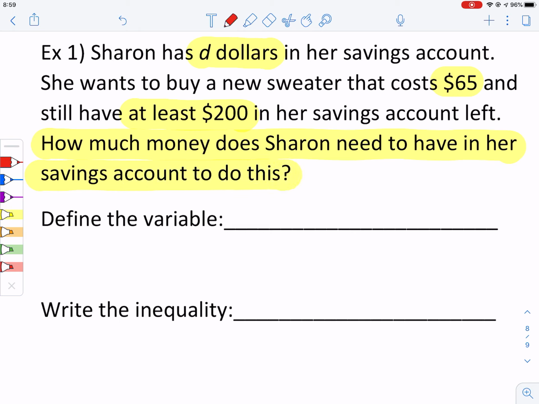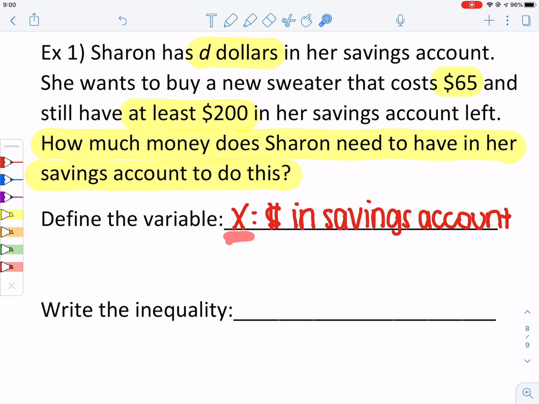Okay, so let's always name a variable. So I'm going to say X is my variable, and this is money in savings account. And just to clarify, this is the money in her savings account before she buys the $65 sweater. So she has D dollars, and actually I'm going to change this because it tells us to use D. So let's use D dollars, and that's the money in her savings account. And then let's write our inequality.